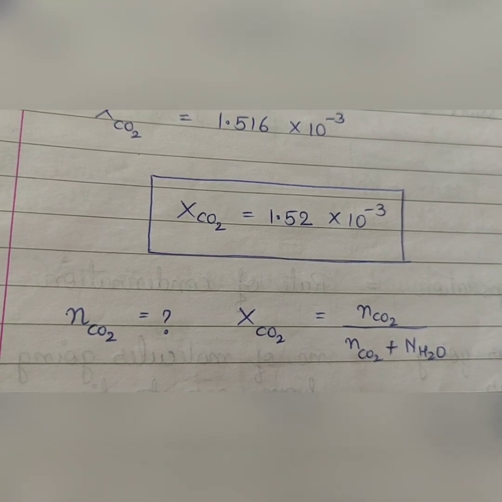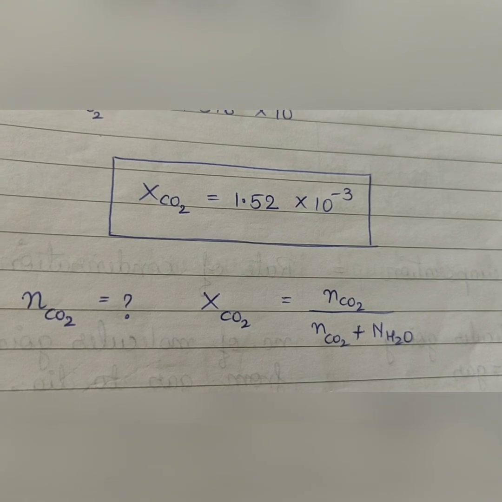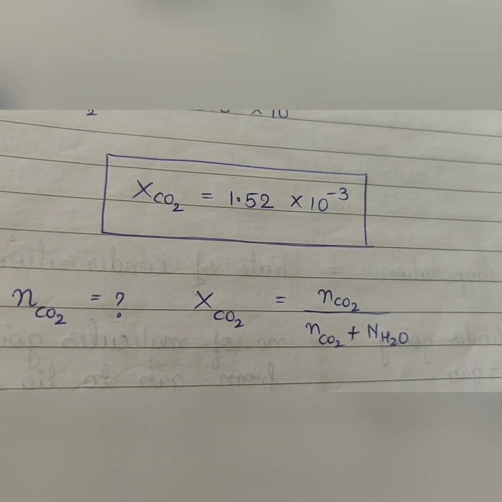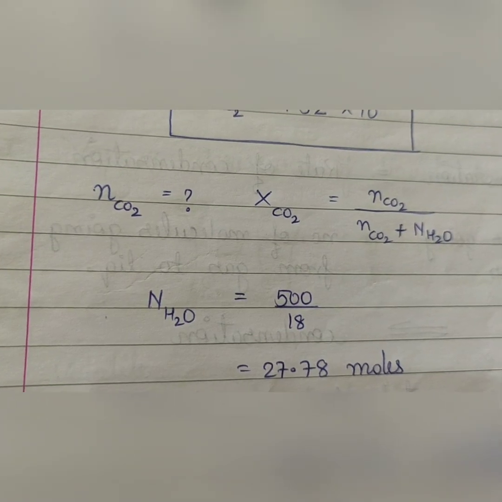So from mole fraction, we will reach the number of moles of carbon dioxide, right? So what is the mole fraction of carbon dioxide? Number of moles of carbon dioxide upon total number of moles of carbon dioxide plus water. Now how to calculate the number of moles of water?